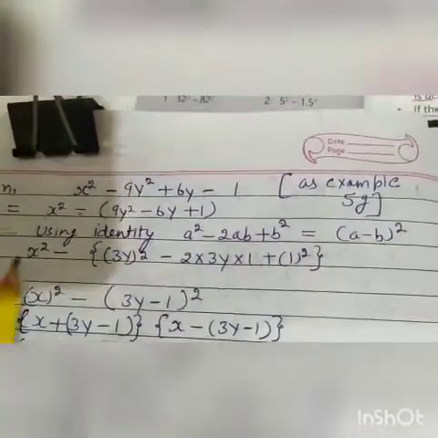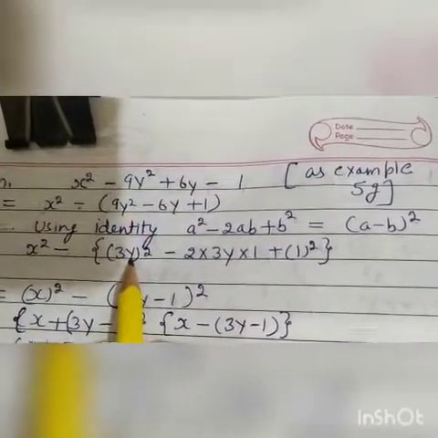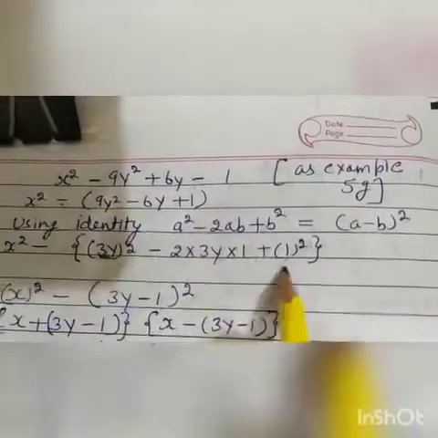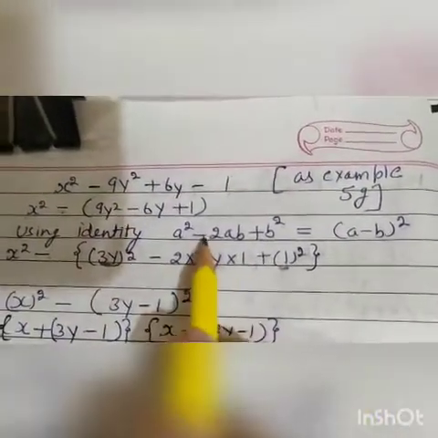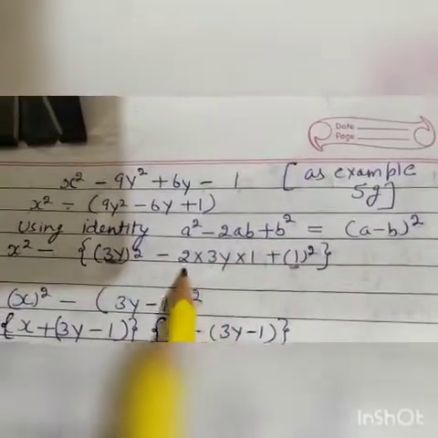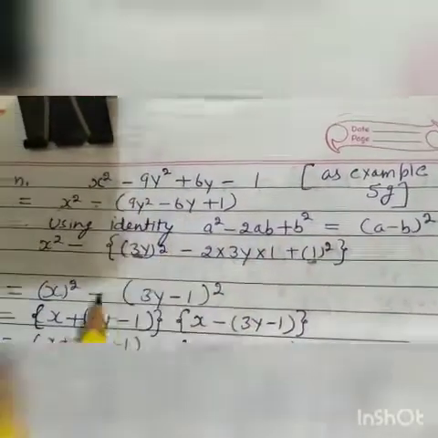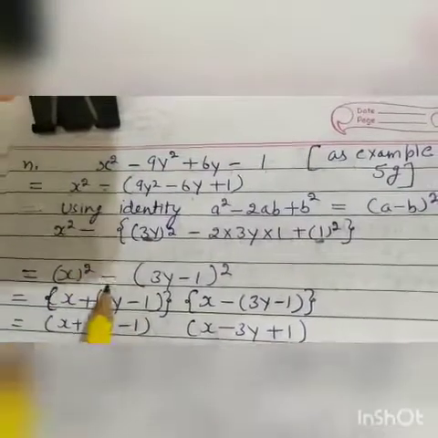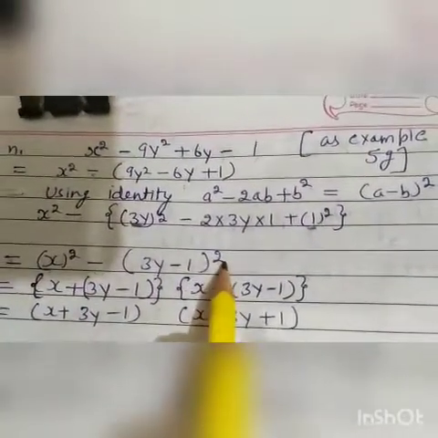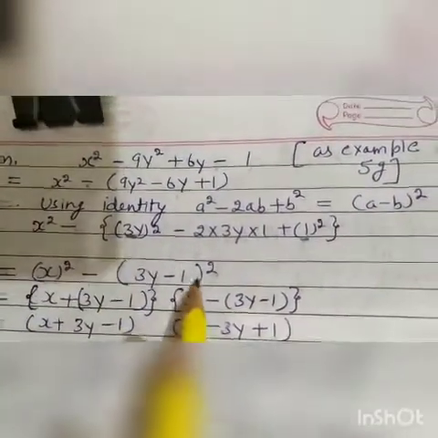So 9y square is the whole square of 3y and 1 is the whole square of 1. So it becomes a and it becomes b. Middle term minus 2ab, minus 2 into 3y into 1. Check it, 2 threes are 6, 6 ones are 6, 6y. This is the middle term. So x square minus this expression can be written as 3y minus 1 whole square. Now it becomes a whole square minus b whole square.